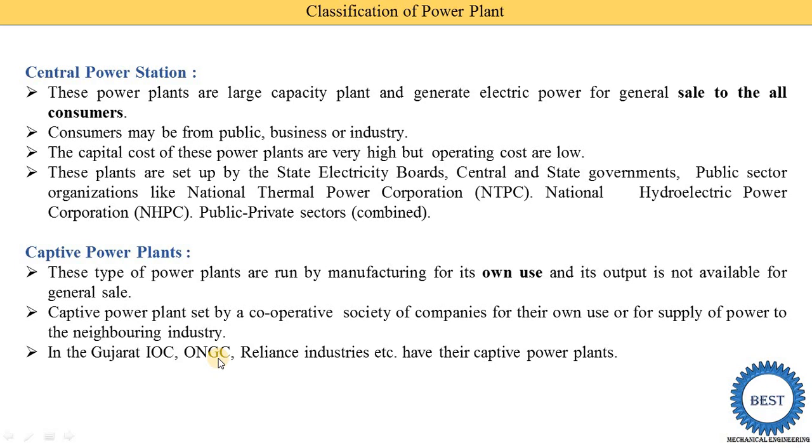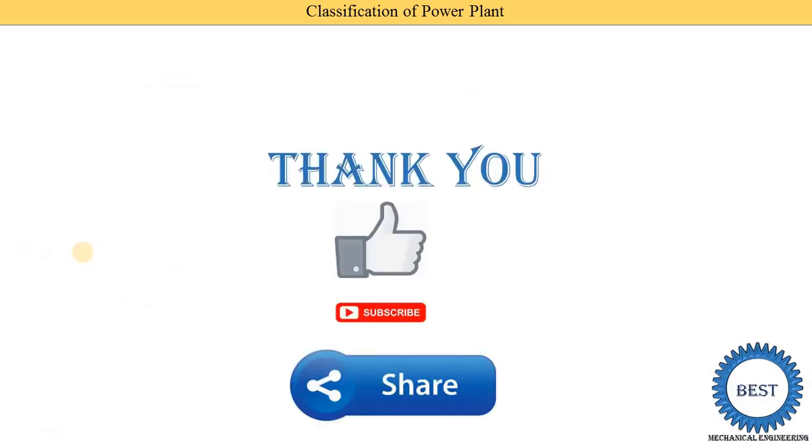What is the basic difference between central and captive? In central, the electricity produced is sold to all consumers. Consumers means the public, business, industries, or for commercial purposes. What is the meaning of captive? Power produced by the power plant is used only for own use. Suppose Reliance Industries installs a power plant, and this electricity is produced only for the Reliance company. Then it is called a captive power plant.